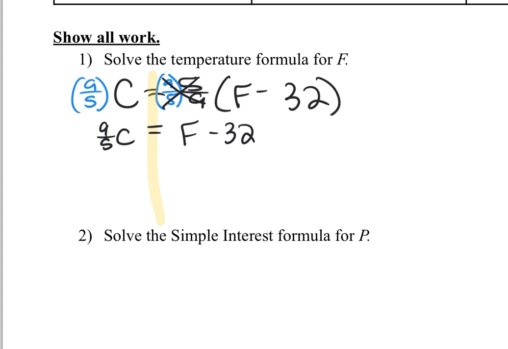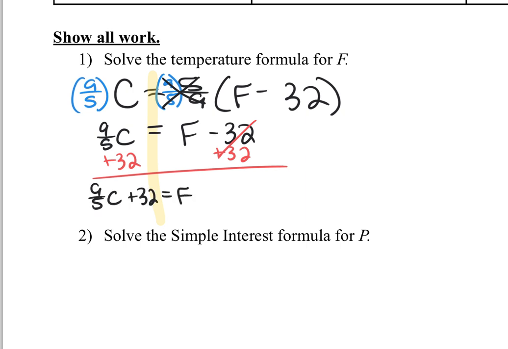The last thing, what are we going to do to get F by itself? Add 32. Now 32 does not have a C attached, correct? So it's not a like term. So the best we can write it is 9/5 C plus 32 equals F. And box that answer. They're not like terms, so I just write them next to each other. Remember, our variable term always comes first, and our constant, which is our number, comes second or last.